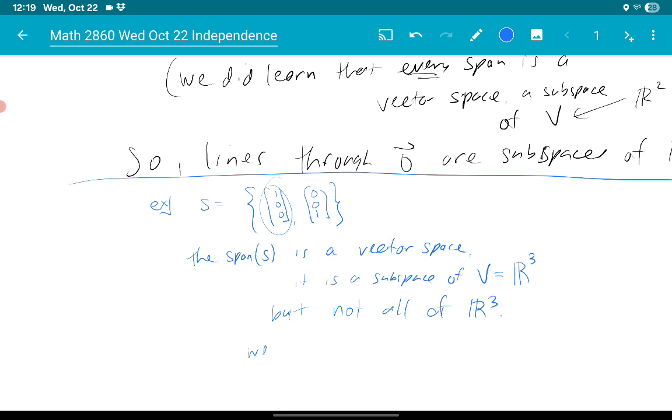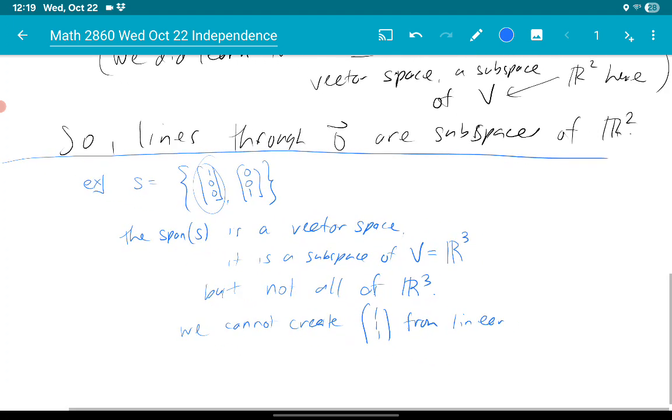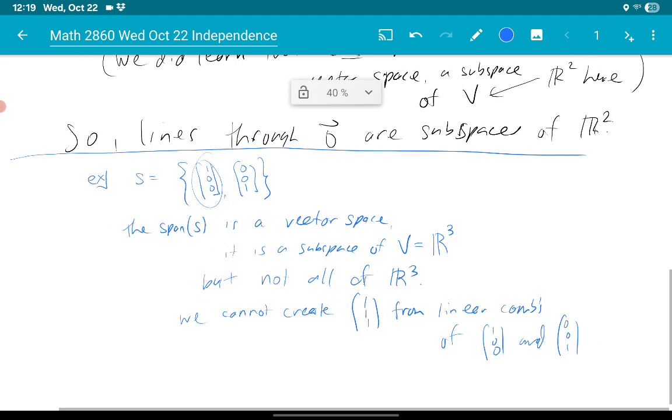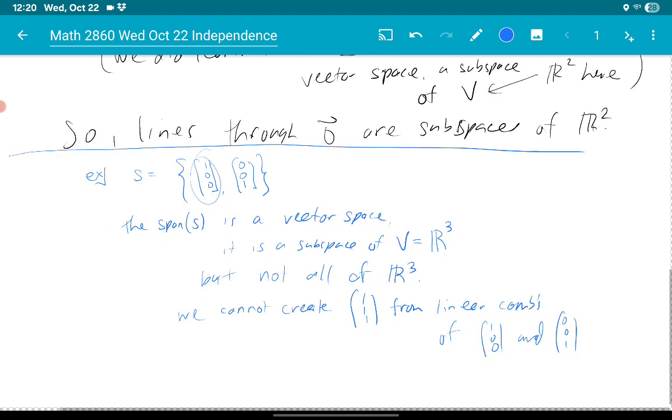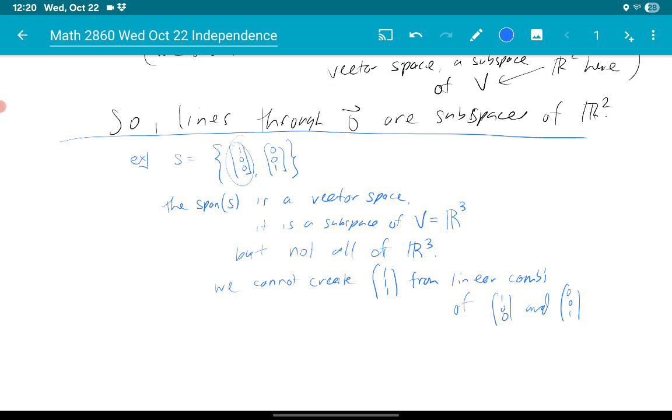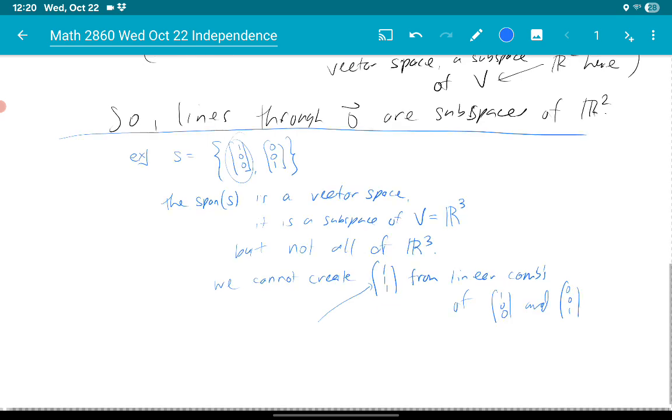We cannot create the vector (1, 1, 1) from linear combinations of (1, 0, 0) and (0, 0, 1), because no matter what scalar I put in front of those two, I'm still stuck with a 0 in the middle, and this doesn't have a 0 in the middle. It has a 1 in the middle.